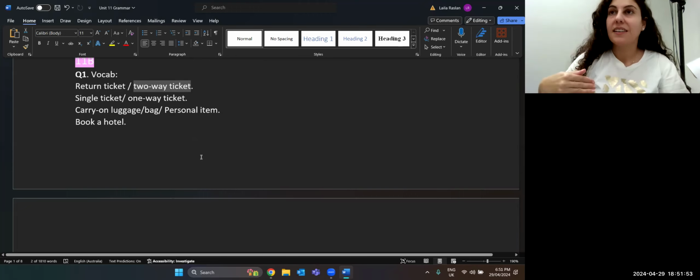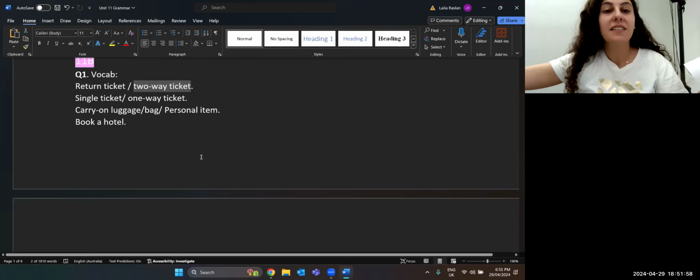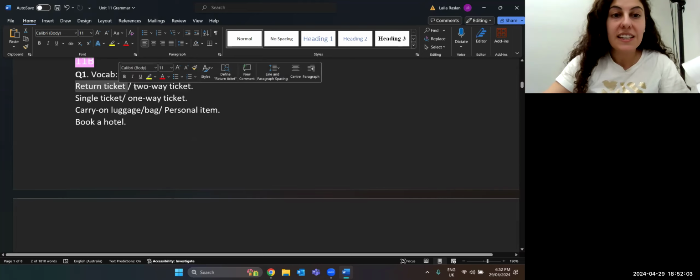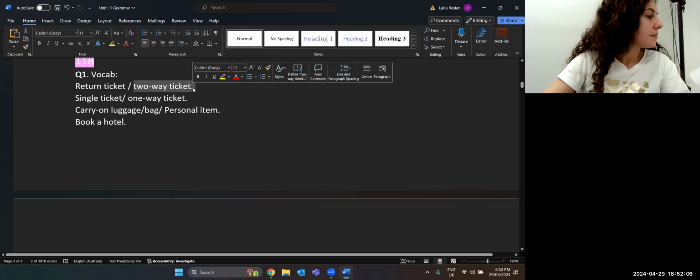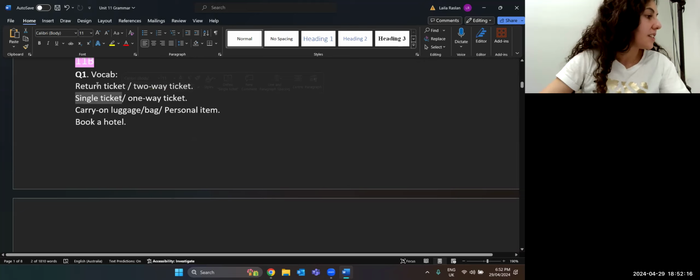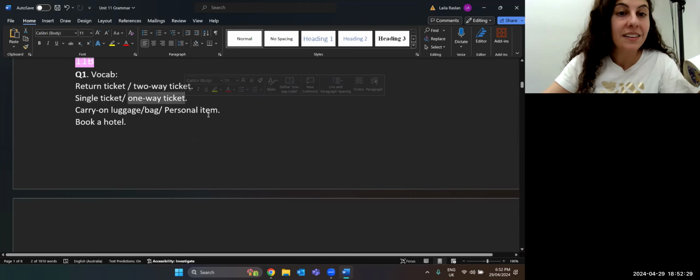It's a return ticket. So maybe I'm going to Argentina and then I have Adelaide to Argentina, Argentina to Adelaide. Okay, it's a return ticket. Another word is a two-way ticket. Now, just before I talk about check-in, a single ticket is the opposite of a return ticket. So I can have one ticket, maybe just from Adelaide to Paris, and then that's it. Maybe I'm going to work in Paris for some time. Or it's called a one-way ticket.